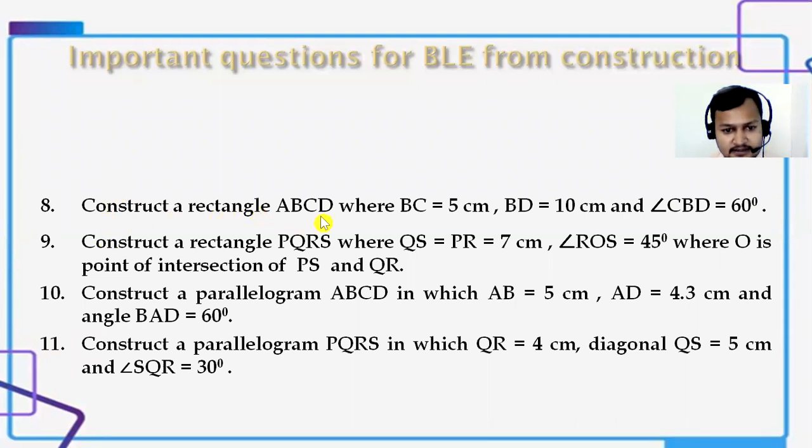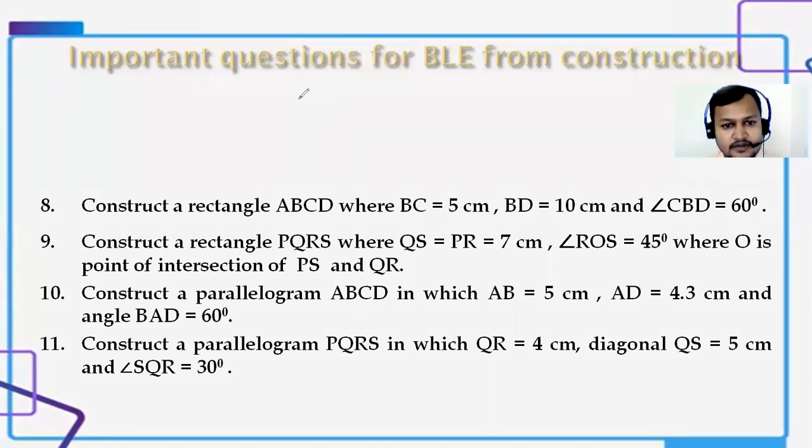Construct a rectangle ABCD where BC is equal to 5 centimeter, BD is equal to 10 centimeter and angle CBD is equal to 60 degree. This question we are going to do at first. I repeated the question again. So let us draw its rough figure at first.